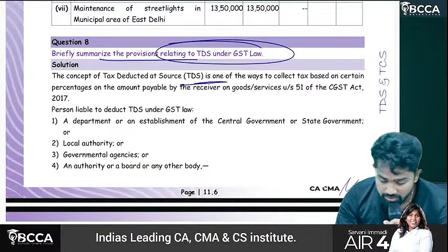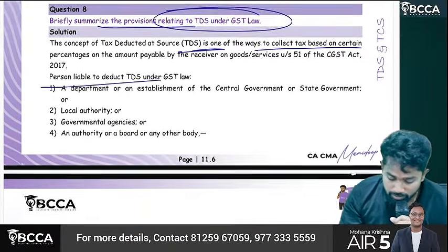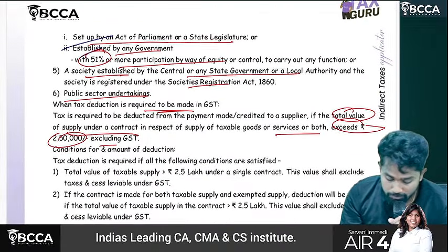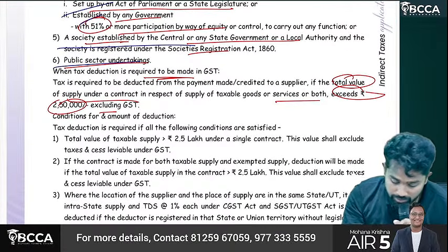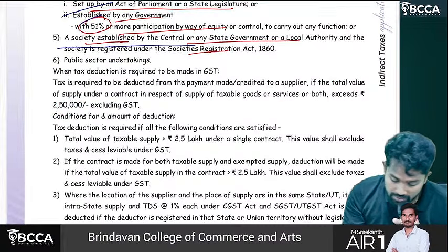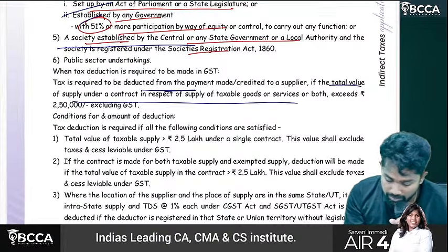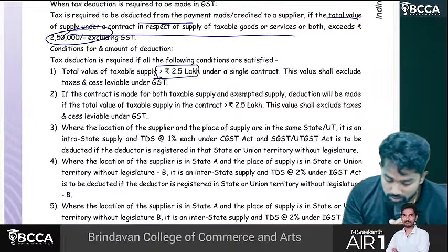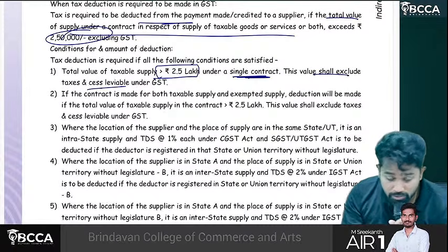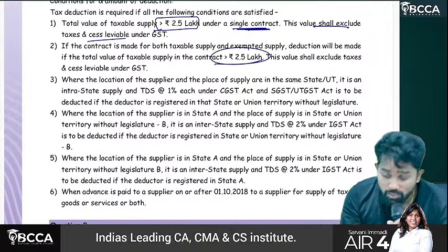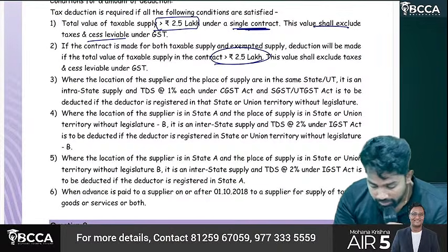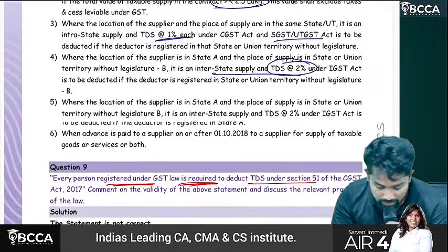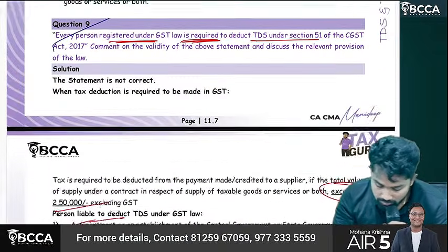The concept of TDS is one of the ways to collect tax. For whom is it applicable? Department, establishment, local authority, government authority, authority or board set up by Act of Parliament, societies, public sector undertakings. When TDS has to be deducted: tax is required to be deducted if the total value of supply exceeds 2,50,000. Where the total value of taxable supply is more than 2.5 lakhs under a single contract, the value shall exclude taxes. Only the taxable value alone should be more than 2.5 lakhs. Intrastate, 1% CGST, 1% SGST. Interstate, 2%.